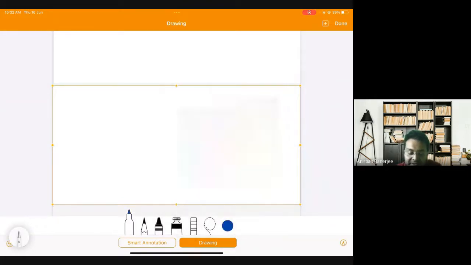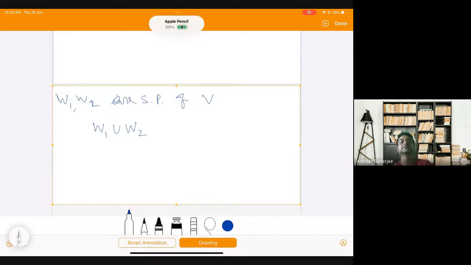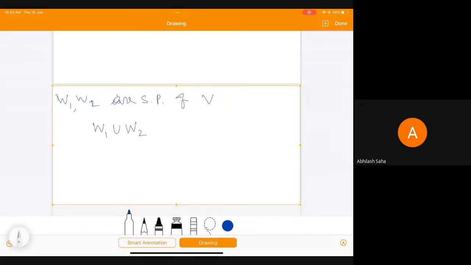So what about, let's say, W1 and W2 are subspaces of V. Then what about W1 union W2? Will that always be a subspace of V? Not necessarily, sir. Any example? So if we consider V to be R2 and W1 as the x-axis and W2 as the y-axis.